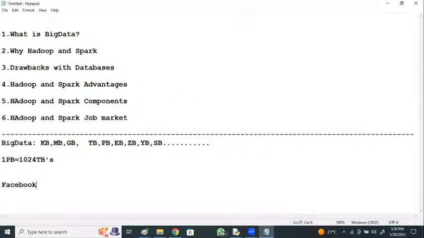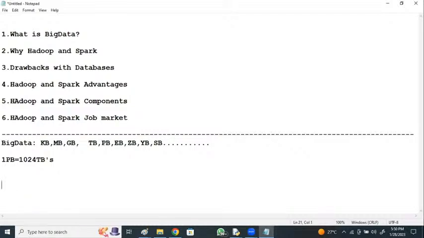Facebook has users not only within the country, it has millions and trillions of users throughout the world. What is the data generated by Facebook in a minute? How many posts and videos are getting circulated? What should be the storage capacity to store all those videos and posts, right? The data generated is not in MBs or GBs, but in terabytes and petabytes of data.